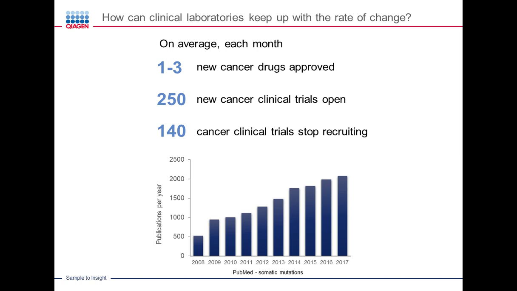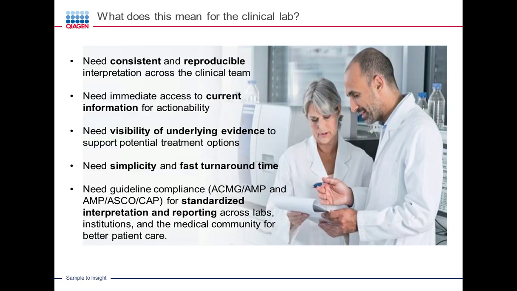So every month there's several new cancer drugs approved. There's hundreds of clinical trials that open, and then there's typically hundreds of trials that stop recruiting, either temporarily or due to completing the trial across the many sites that offer these. And year over year, there's a constantly growing number of publications on somatic cancer. So all these are some of those challenges I referred to in terms of current knowledge that's needed to bring to bear to interpret somatic variants.